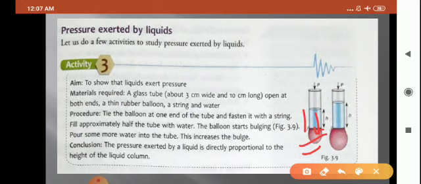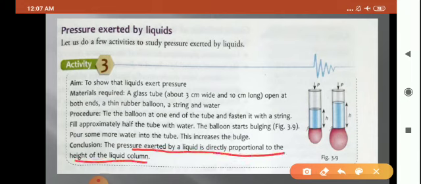As more water is there, more will be the height of the liquid column, more will be the pressure exerted by it, and that is the reason the bulginess of the balloon is more here. So that is the reason the last line is given here. Conclusion: the pressure exerted by a liquid is directly proportional to the height of the liquid column.